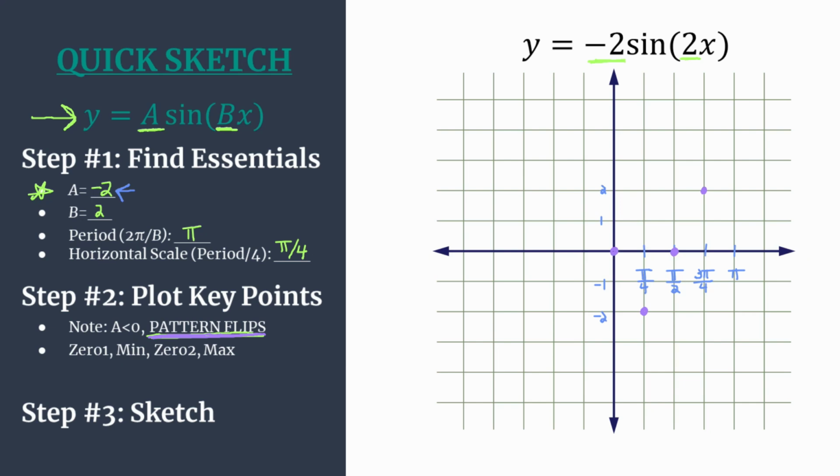All right, step 3 is just sketching in our sine curve. So let's do a nice sketch here. The pattern will repeat starting at pi, and you can go for as many cycles in either direction as you need. So this method will get you a really great sketch. This is just showing one cycle.